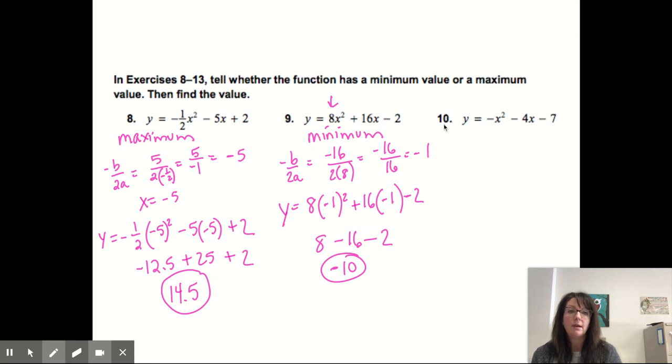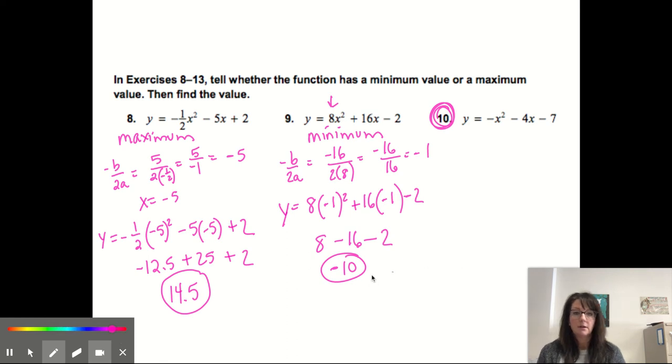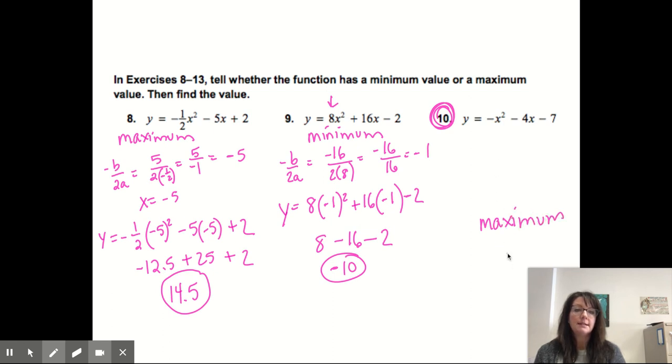Why don't you go ahead and solve number 10. Tell me if it's a maximum or a minimum, and then give me the value. All right, hopefully you found that it was a maximum, and it was because of this negative, and the maximum value is -3.